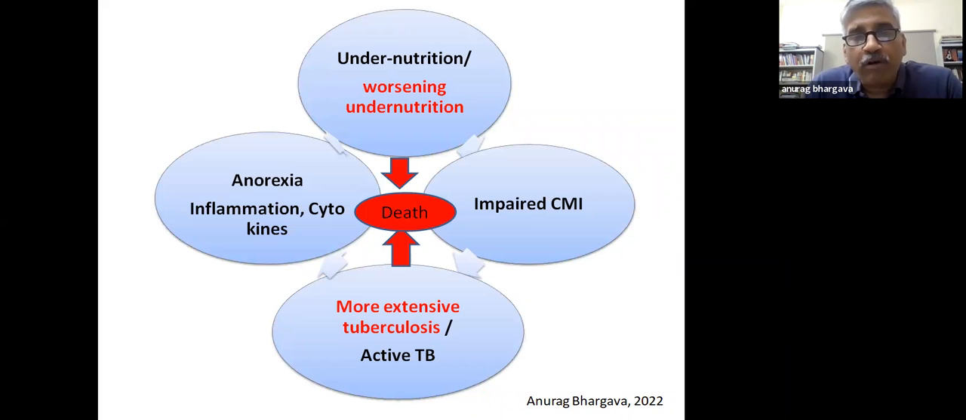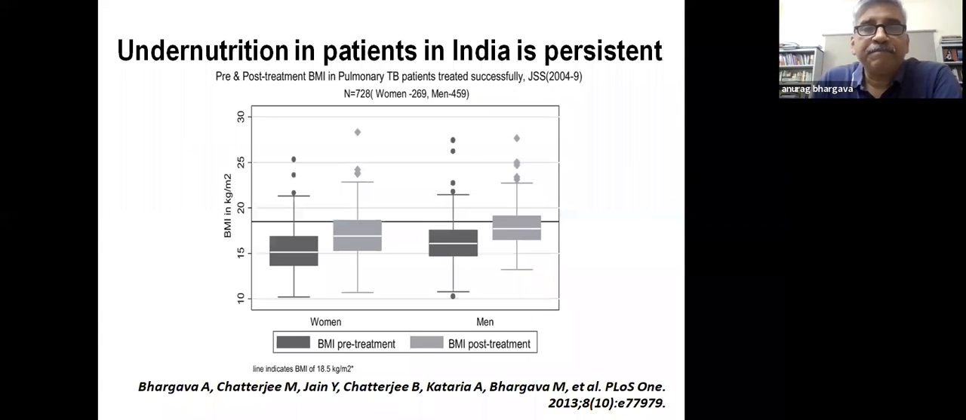Now, people often talk of a bidirectional relationship between TB and undernutrition, but actually it is a vicious cycle where undernutrition, by impairing immunity, leads to tuberculosis, which in turn worsens the undernutrition because of its effect on appetite and the cytokines. And this in turn makes the TB more extensive. And this worsening cycle of undernutrition and more extensive TB culminates in death. Undernutrition has been found to be a predictor of early mortality in TB.